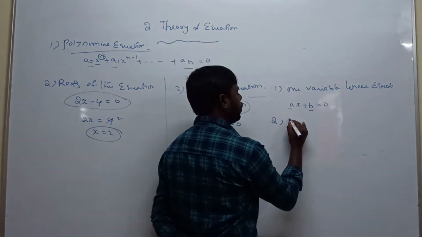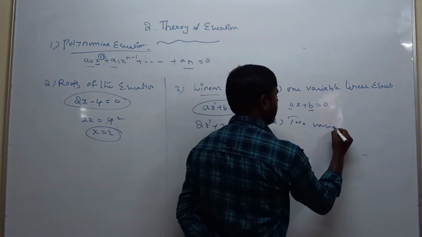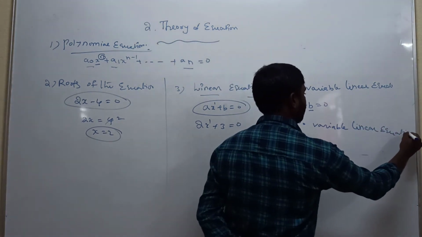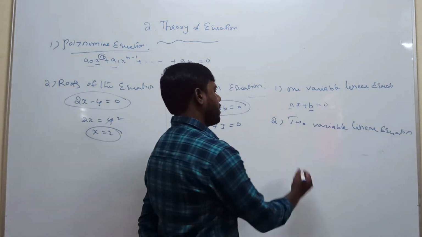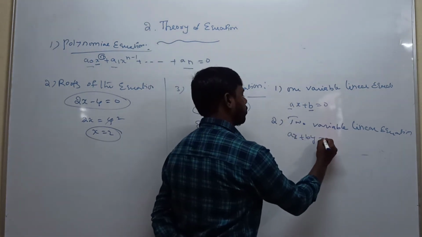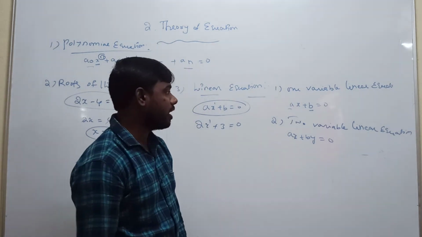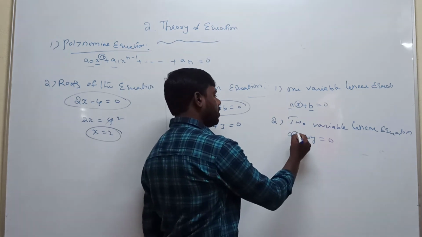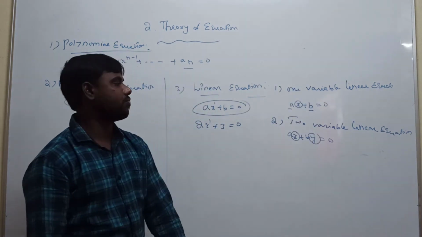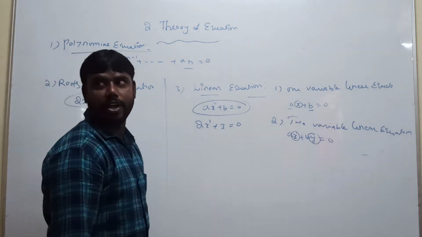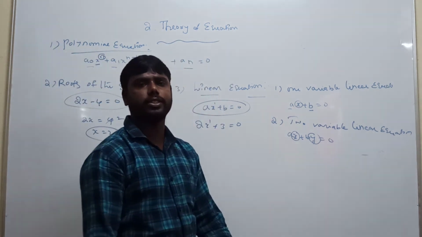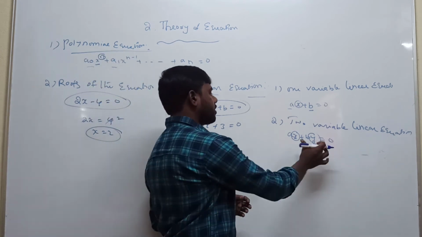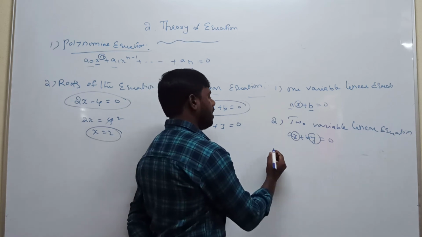The second one is the two variable linear equation. The equation of the form ax + by = 0 is called a two variable linear equation. In the previous case, x was the only variable. In this one, how many variables are there? Two. That's why, for the equation ax + by = 0, where a and b are constants, x and y are two variables. So this type of equation is called a two variable linear equation.